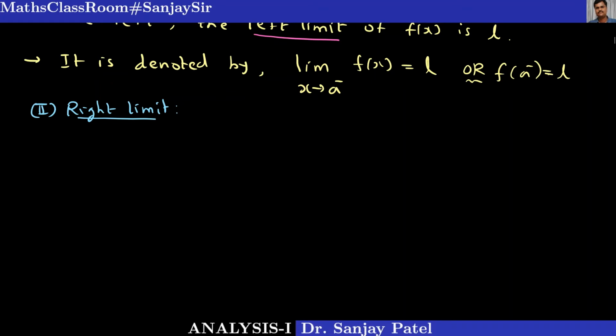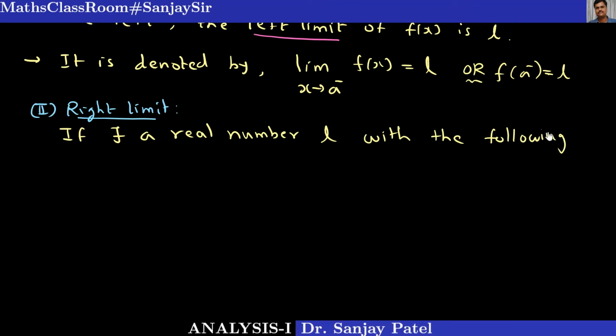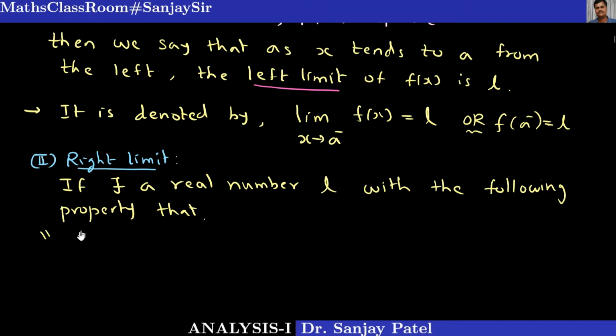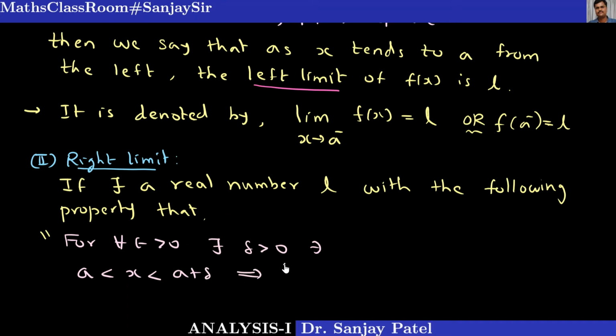So, if there exists a real number L with the following property, that for every epsilon greater than 0, we have written that same condition, there exists delta such that whenever a less than x less than a plus delta implies mod of f(x) minus L is less than epsilon.